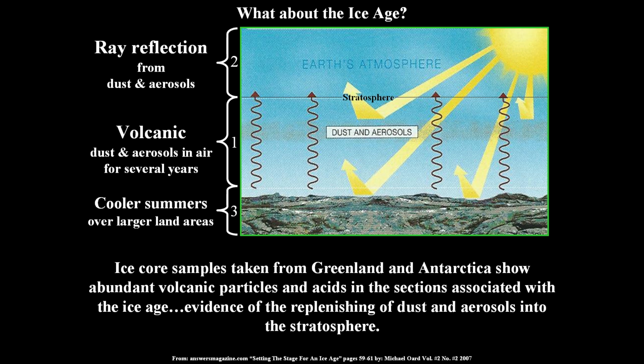Now, if you notice the picture right above there, I've got it numbered for what the chain reaction would be. Number one, right there in the middle, volcanic dust and aerosols in the air for several years. Two, it would reflect the sunlight from the dust and aerosols. And then three, at the bottom, you would end up getting cooler summers over large land areas. That would help the land cool off more, so you would get that ice age.